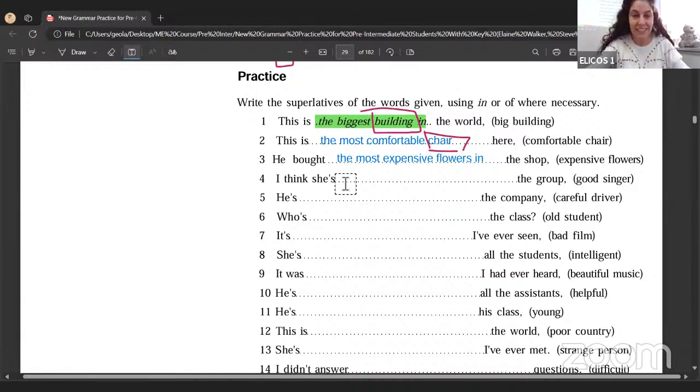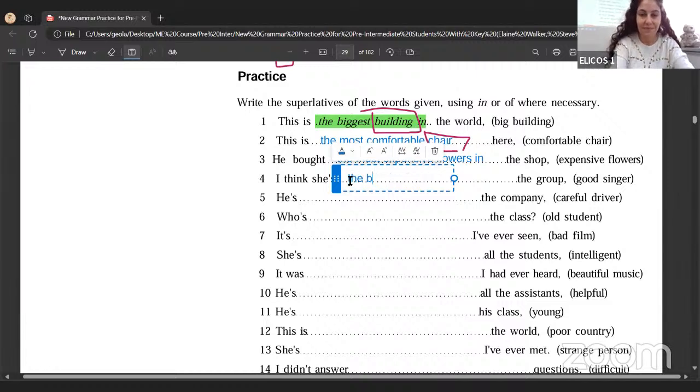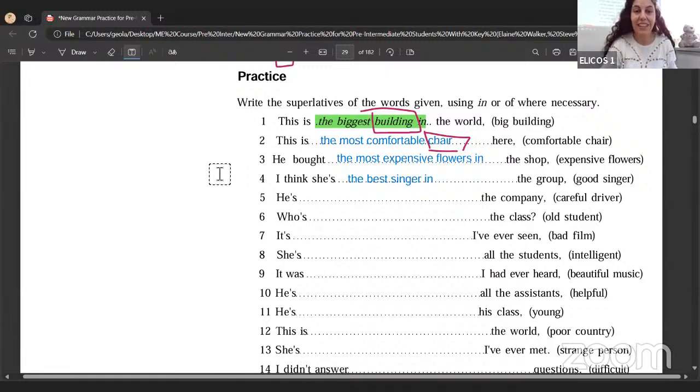And 4, we'll go to Essie. I think she is the best singer in the group. Good, the best singer in the group. I think she's the best singer in the group. Yep. 5.